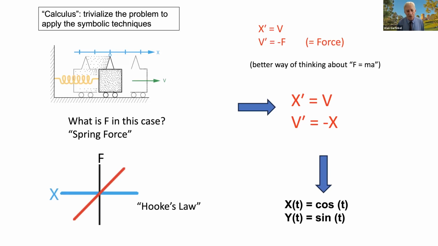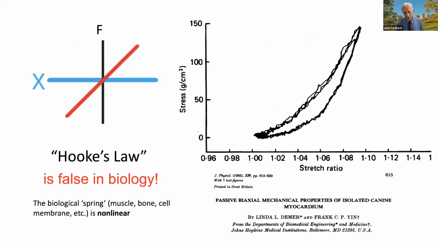And then the student comes to you and says, okay, I'm ready. I want to study some biological examples. And the first thing you have to tell them is throw out everything you know, because Hooke's law is false in biology. Here is cardiac muscle, all bone, cell membranes, all nonlinear spring functions. And so these can't be solved by calculus.